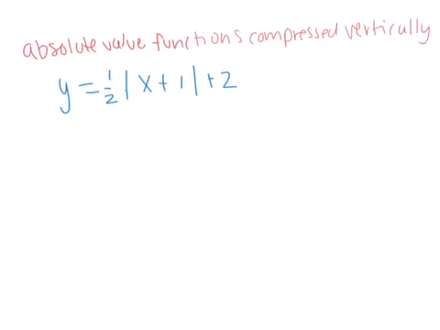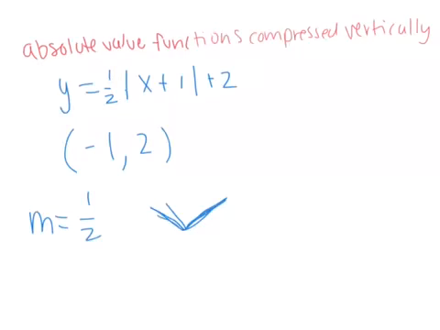Absolute value functions compressed vertically. In this equation, you can see that the vertex will be (-1, 2). The slope will be 1/2, and it will be compressed vertically because 1/2 is less than 1, which means the shape of the graph will be wide rather than skinny.